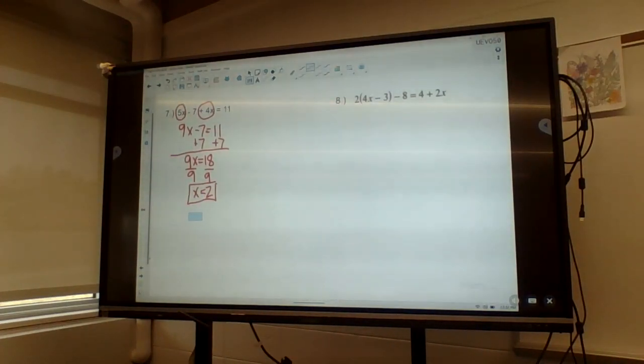Whereas the next problem's a little bit different because it has variables on each side of the equal sign. So we're going to distribute.